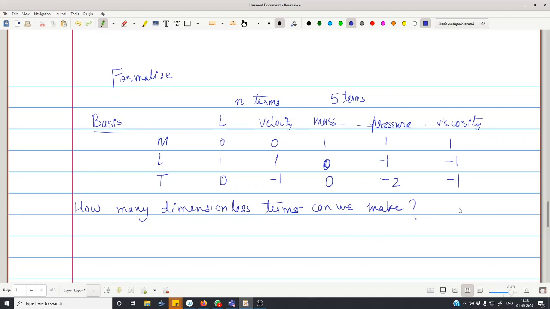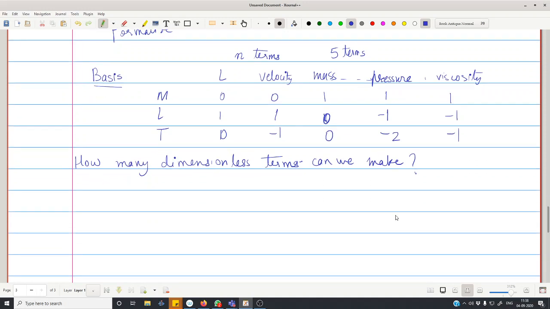So that is the general question. Let me pose an even simpler question. Let me say I have two lengths, one length is L1, one length is L2. So the dimension is this, right? So how many dimensionless terms can you make from this? Only one dimensionless term, and that dimensionless entity will be L1 upon L2 or L2 upon L1, doesn't matter. Now suppose I take 3 lengths.